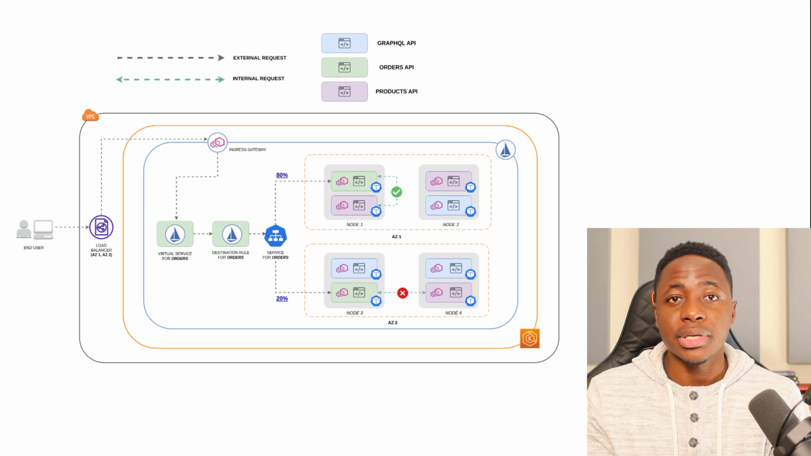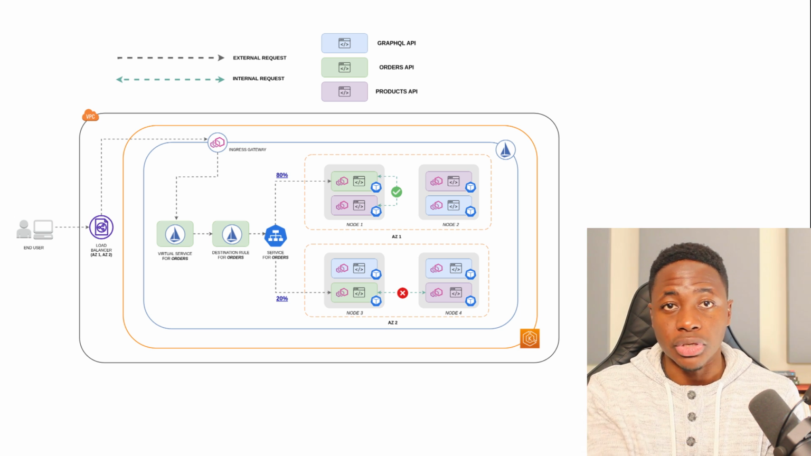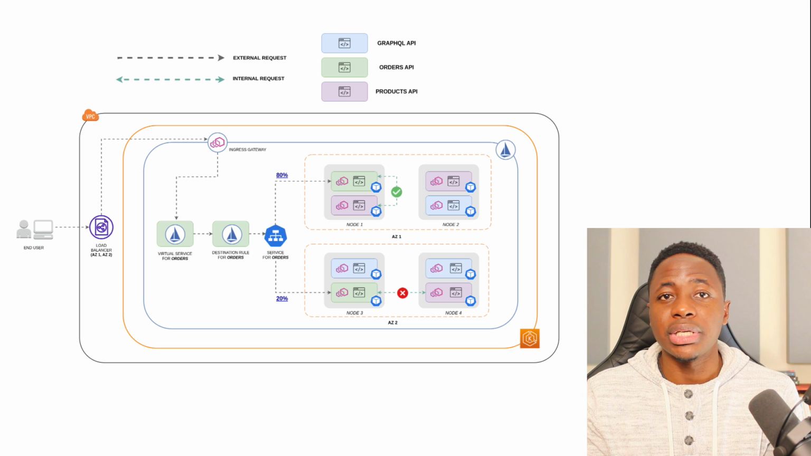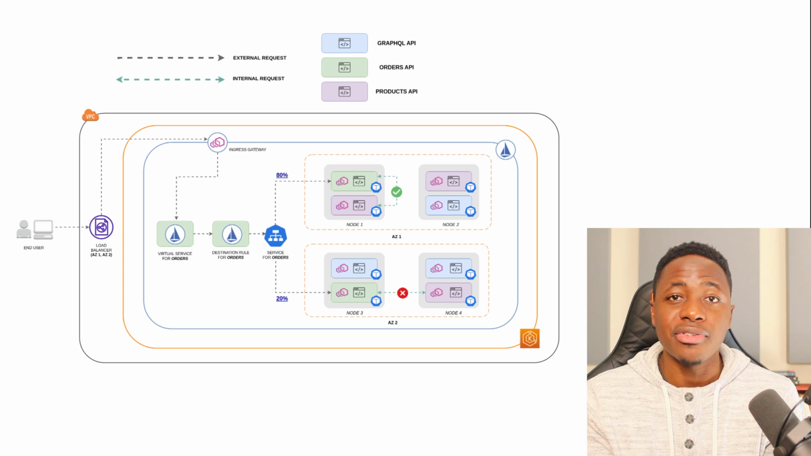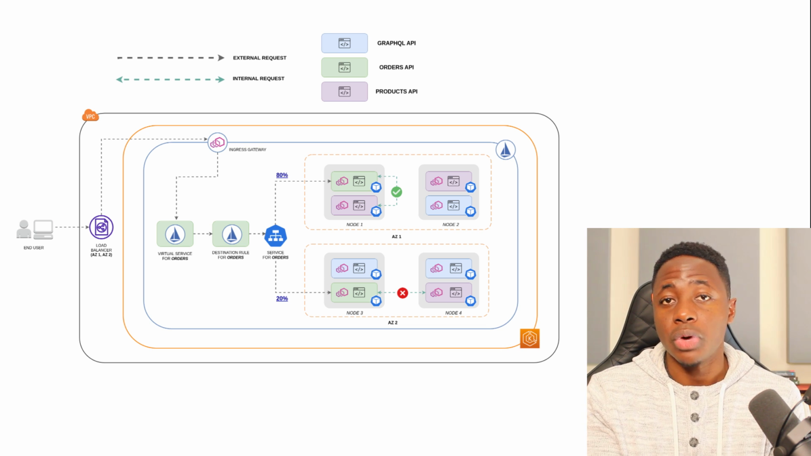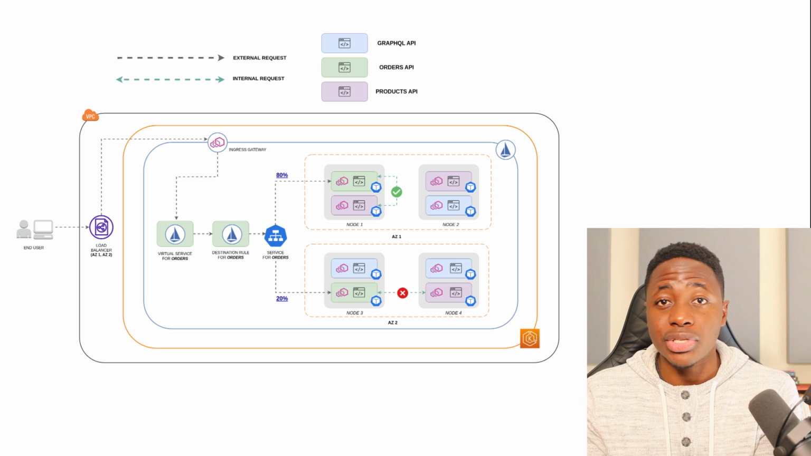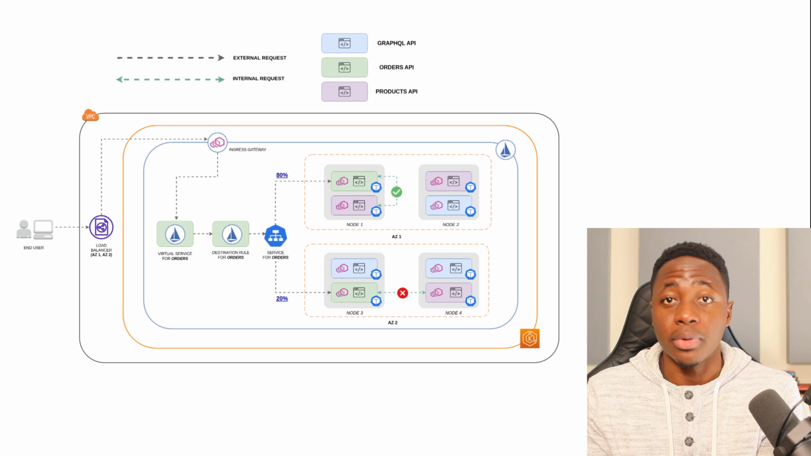And because products just serves internal requests from GraphQL and orders, I'm going to co-locate it with the relevant pods and then apply an internal traffic policy to ensure that it only receives requests that originate from the same node. So we can minimize egress cross-zone traffic costs for external traffic going to orders and reduce latency and costs associated with the traffic going to products.